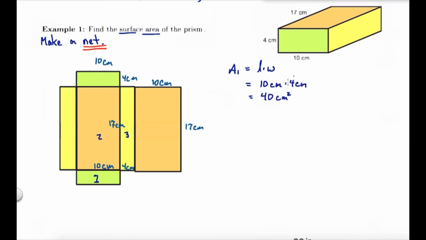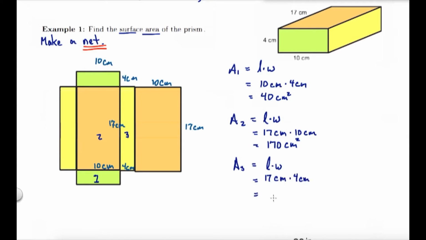So the area of the first section is length times width, which is going to be the smaller rectangle. And it's 10 times 4, which is 40 square centimeters. Area of the second one is the larger rectangle here. It's going to be 17 centimeters times 10, which is 170 square centimeters. And the last narrow yellow section here, length times width, we get 68 square centimeters.